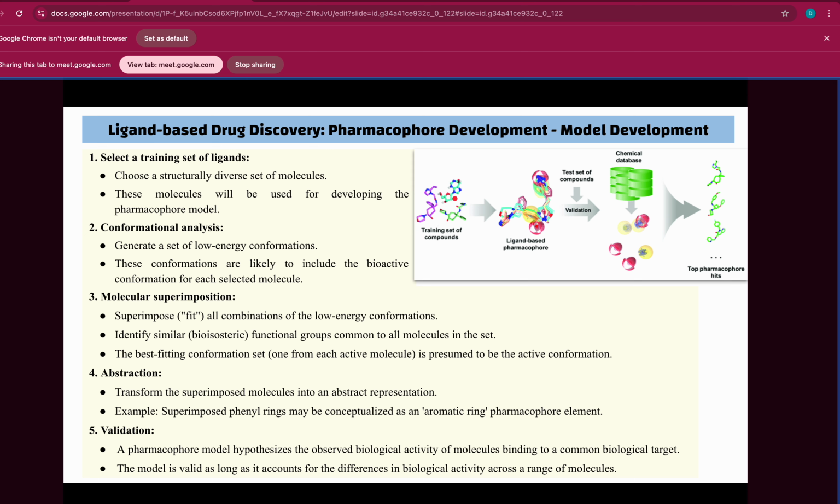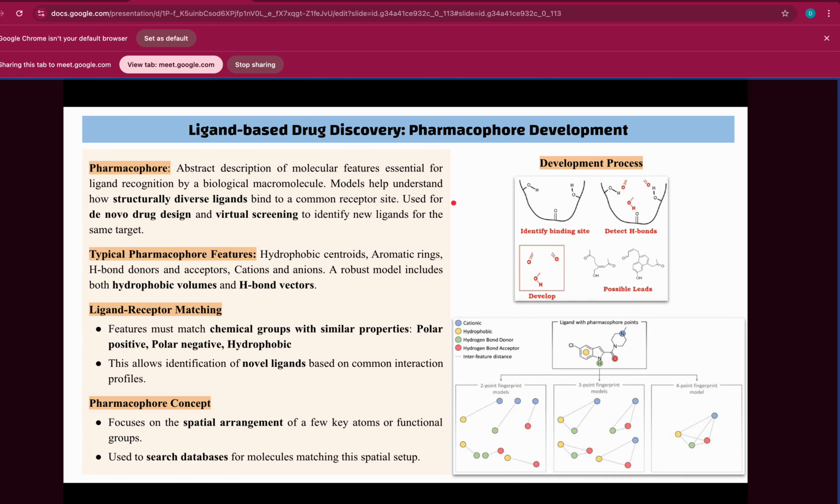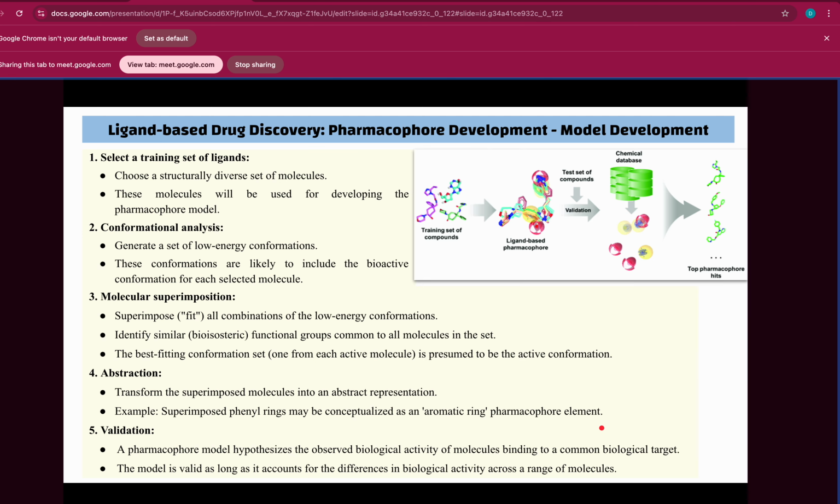Now for all these molecules, we will study their structures, and see what the different functional groups present are. So in this case, fingerprinting will be done, which we have seen here. These fingerprints are identified for all these training set compounds. Conformational analysis is done, which generates a set of low energy conformations, and these conformations are likely to include the bioactive conformations. Then molecular superimposition is done, which comes under ligand based pharmacophore, in which I know the ligand from where I started.